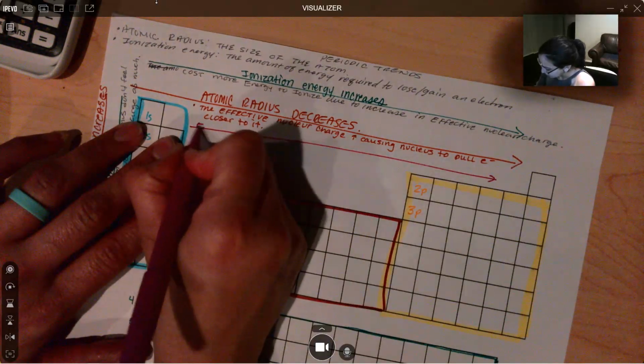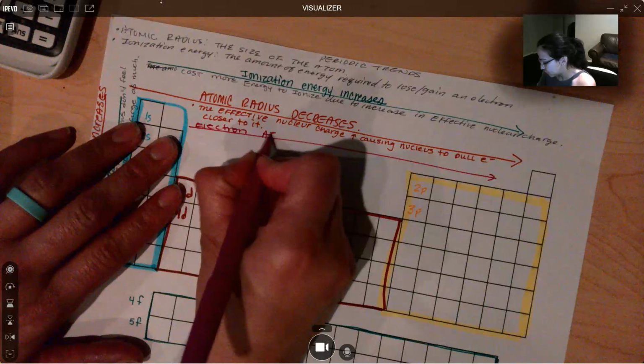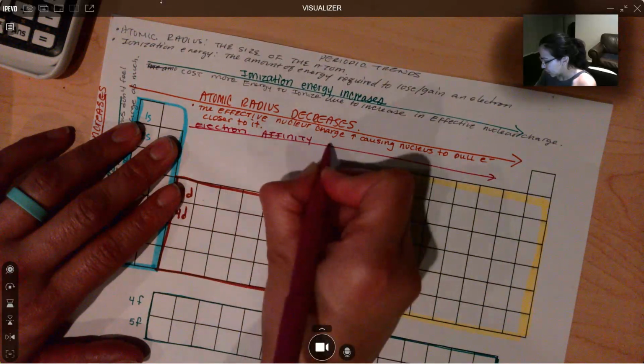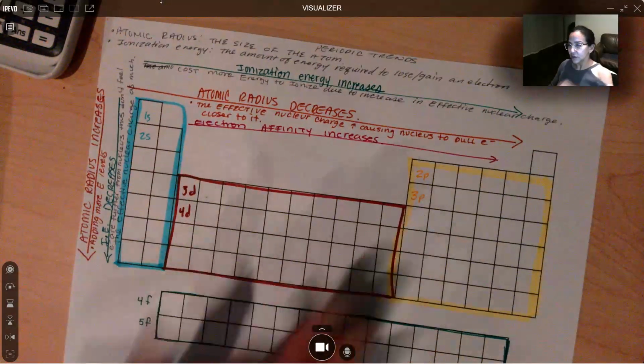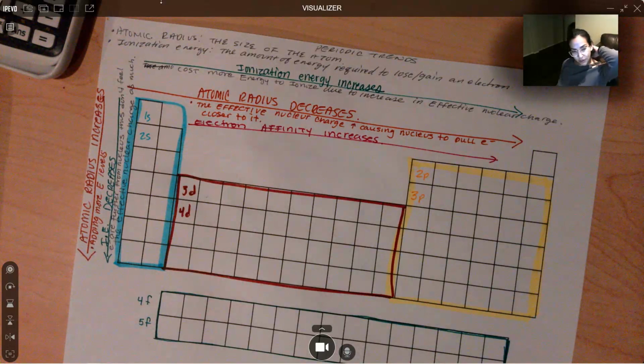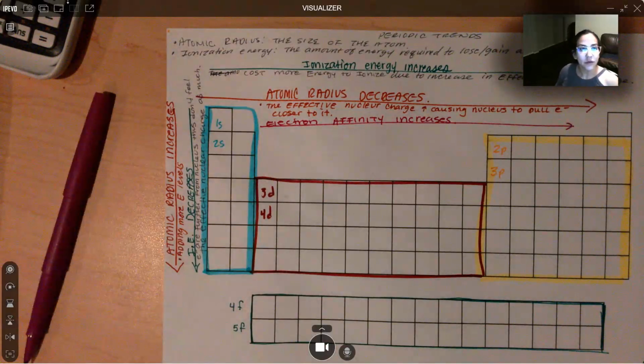So this is going to be electron affinity increases. And electron affinity decreases going down. So I'm going to put that on this side. So electron affinity decreases. So that's a little arrow pointing it downwards.